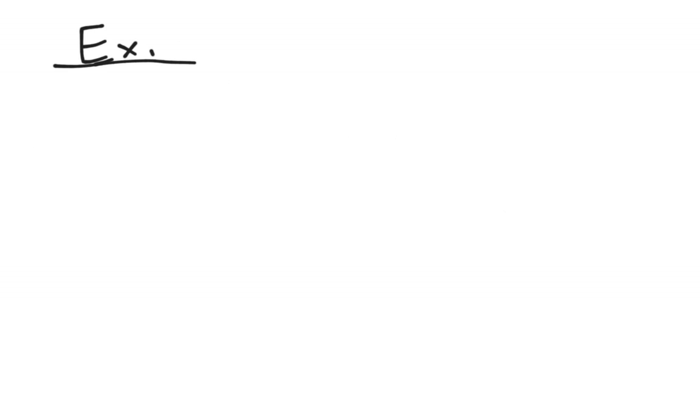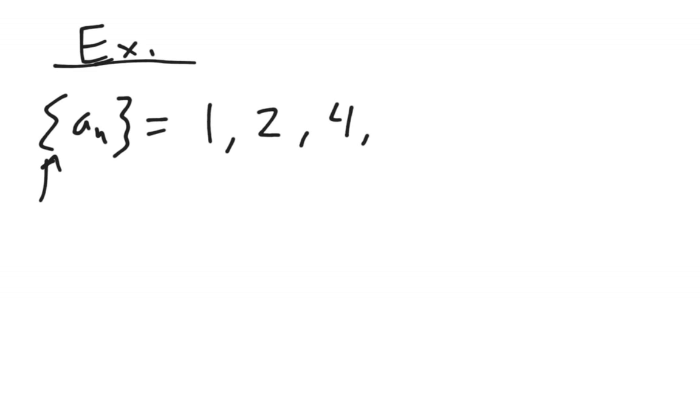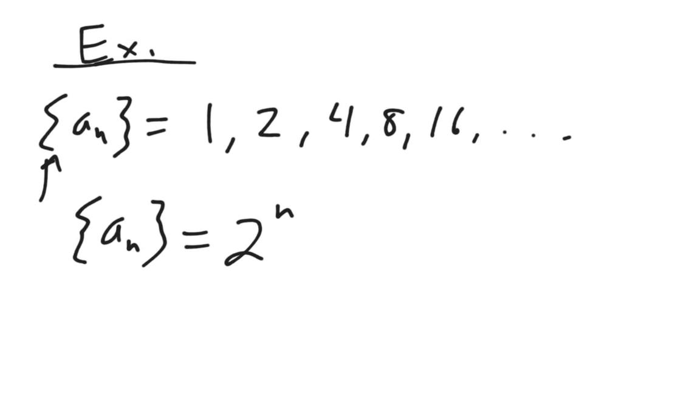For example, I could have the sequence a sub n, and we use braces to usually define sequences. And this could be the sequence 1, 2, 4, 8, 16, etc. You might notice a pattern. These are all powers of 2, and so we could say that this a sub n equals 2 to the n. And so you can see that this n denotes the exponent, basically.